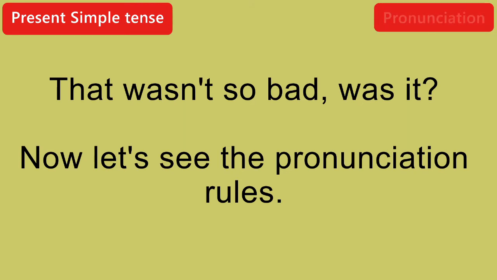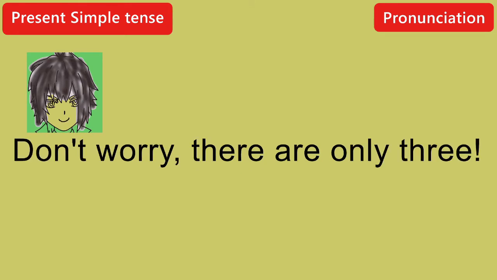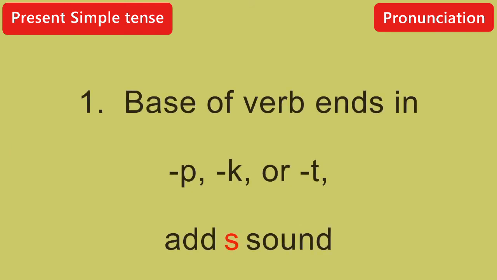Now let's see the pronunciation rules. Rule 1. If the base of the verb ends in p, k, or t, add s. S. S.